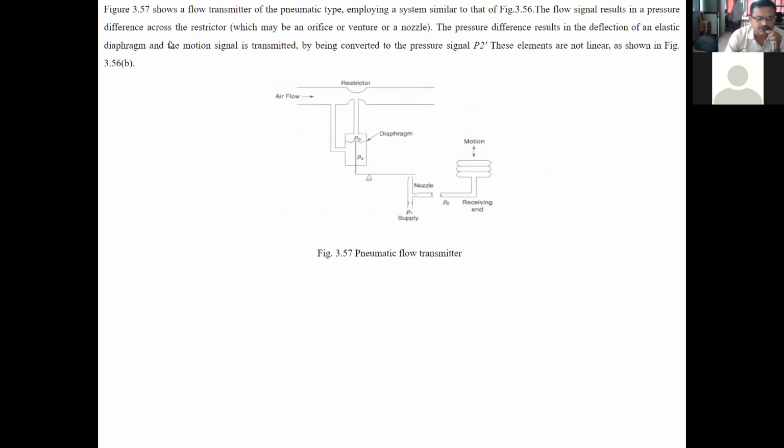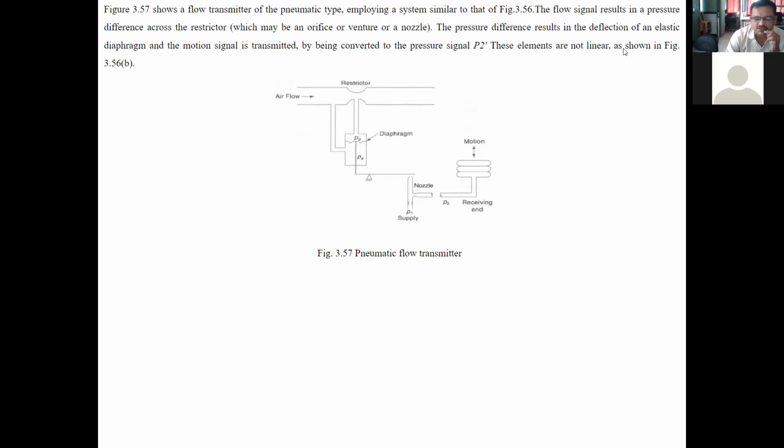Again, figure 3.57 shows a flow transmitter of the pneumatic type employing a system similar to that of figure 3.56. The flow signal results in a pressure difference across the restrictor, which may be an orifice or venturi or a nozzle. The pressure difference results in the deflection of an elastic diaphragm, and the motion signal is transmitted by being converted to the pressure signal P2'.